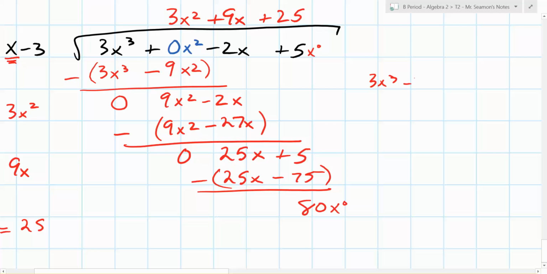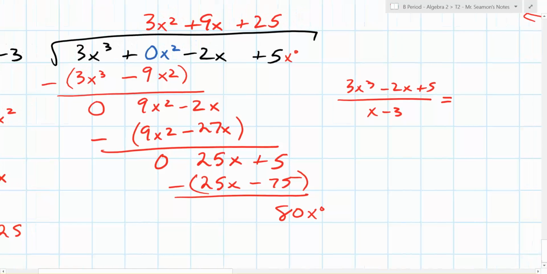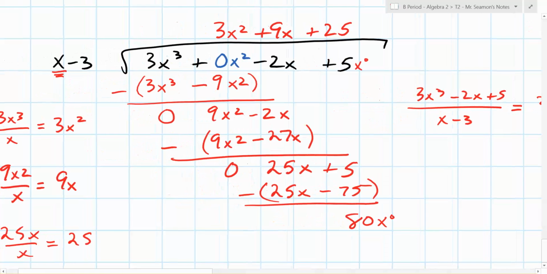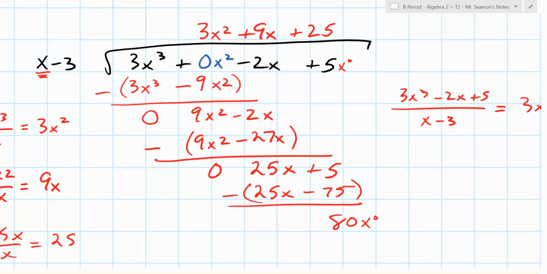So if you were to tell me about your answer here, you now know that 3x cubed minus 2x plus 5 over x minus 3 is equal to what? 3x squared plus 9x plus 25 plus 80 over x minus 3. Yes. Does this factor nicely? No. Why not? It's not evenly divisible. The remainder is not 0. So you can use this as a way to test to see if it is factorable nicely. In this case, no, at least not with this factor. It tells you that x minus 3 is definitely not a factor.